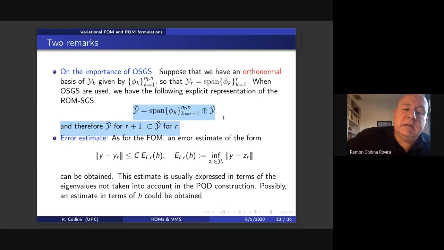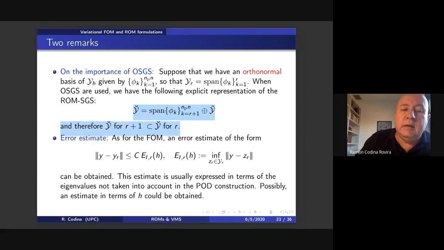Why? Because the phi functions are already orthogonal. So that space is made of functions orthogonal to the ROM space, because by construction in the SVD, the basis, the left generalized eigenvectors, are mutually orthogonal. And therefore, we have this property. So if you increase the space of the ROM, the space of associated subgrid scales is smaller, okay? So if you increase r to r plus 1, the space that you get is smaller than if you have a certain value r.